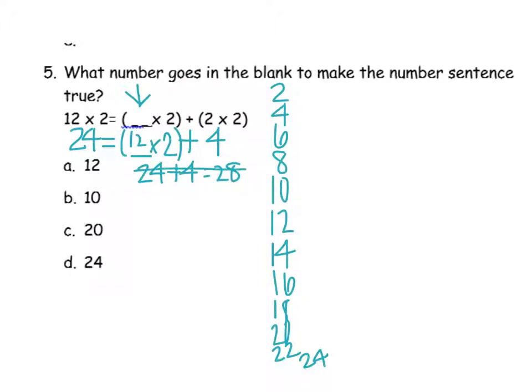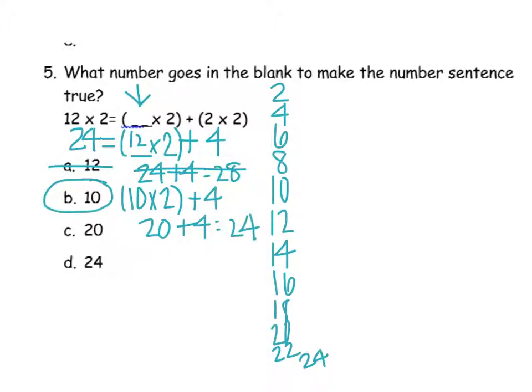That does not work, so I know that A is not my answer. Let's try 10. If I put 10 times 2, that equals 20. Then if I add 4 to it, I get 24, which is what I wanted. So B is a choice. Let's check the others just to be sure.